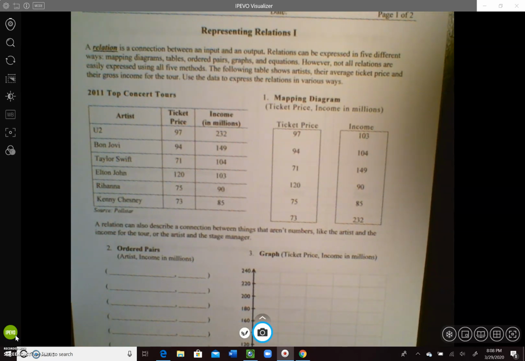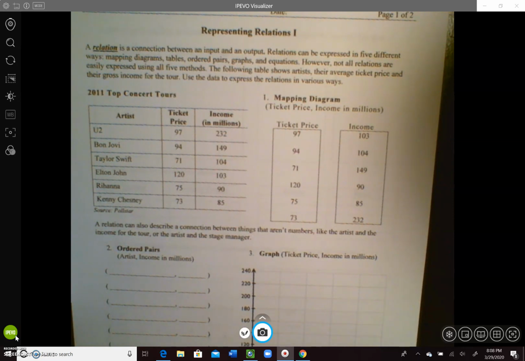Before we jump into what a function is, I want to start with a relation. A relation is just a connection between an input and an output. Relations just say one thing becomes this thing by some rule. They're just connected to each other. We're going to go over a few different ways to express and represent relations: mappings, tables, ordered pairs, graphs, and equations. Sometimes one method is more effective and easier to use than another.